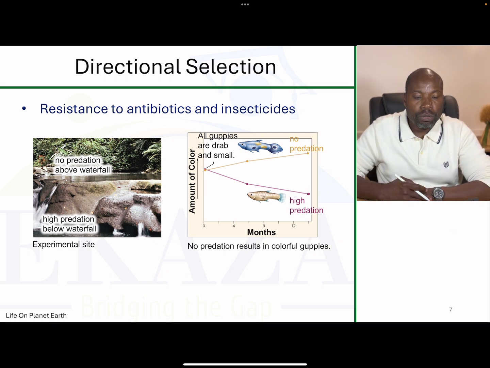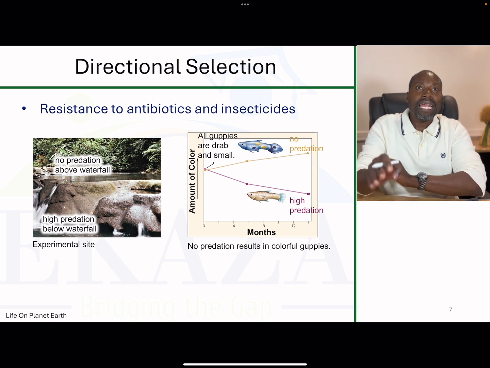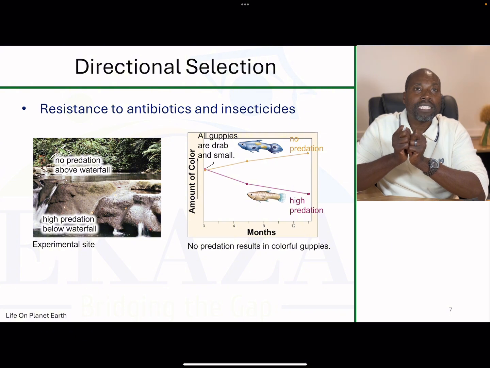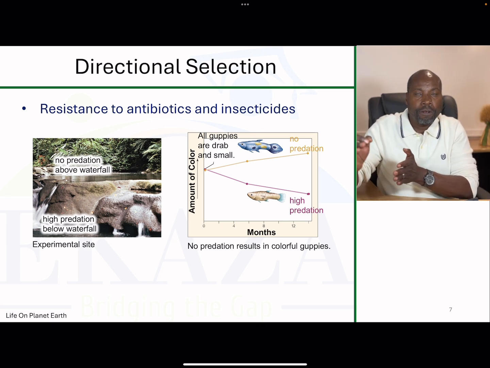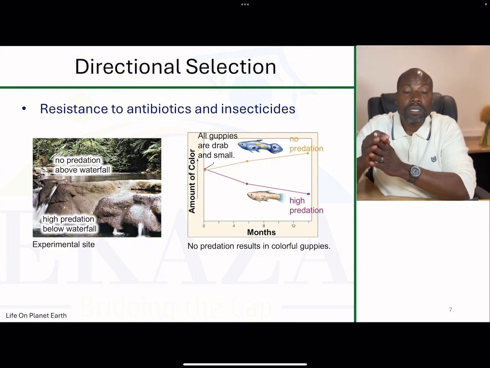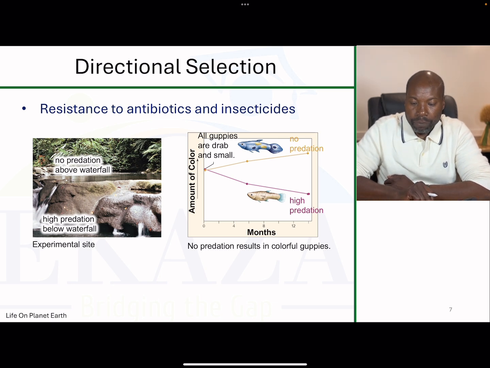Now let's dive into directional selection. In directional selection, we see that whenever we use antibiotics and insecticides, we are selecting for bacteria resistant to antibiotics and insects resistant to insecticides. So we are shifting from a population that is overall sensitive to a population that is overall resistant. That's directional, right?